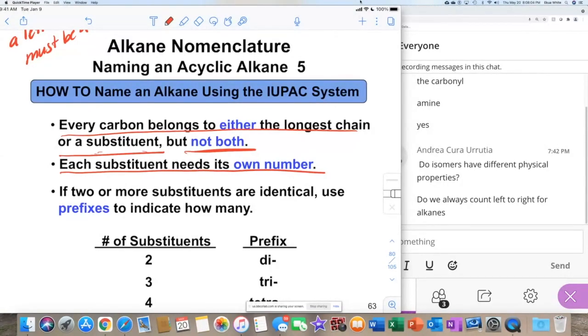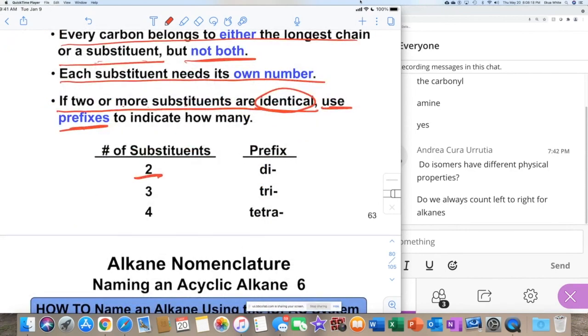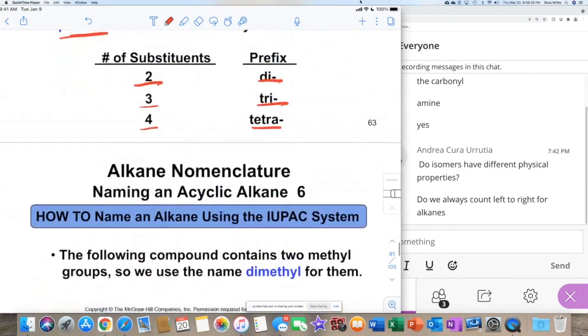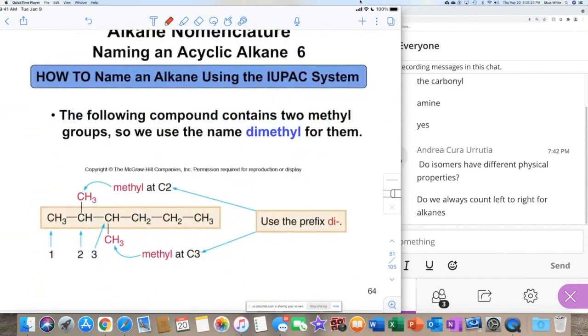But what if you have more than one side group? If they're more than one side group and they're identical, you have to use a prefix to indicate how many you have. This is where if you have two of them, they say di, tri, tetra, and so on. Okay. So with this class being an animated class, it doesn't feel like it, but it is. We will keep it simple when we're naming the compounds. Okay. So here's an example similar to what we had before, but they brought in a second group.